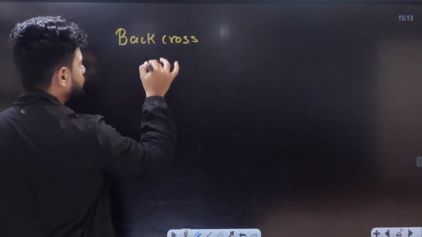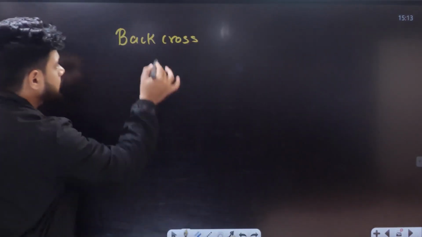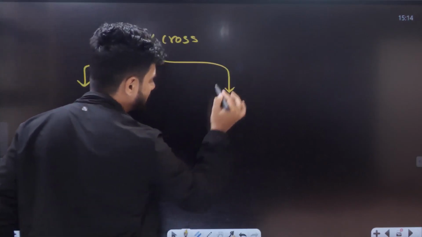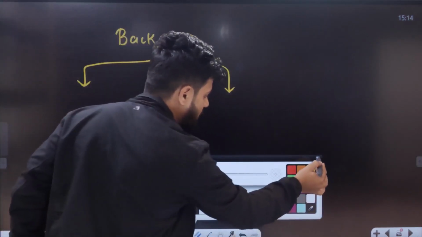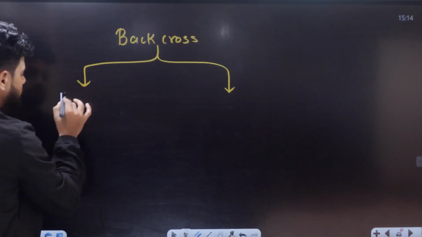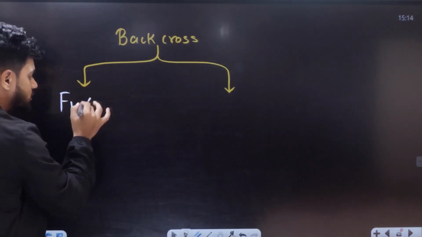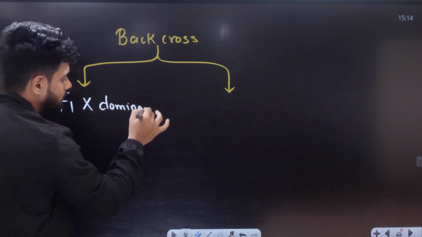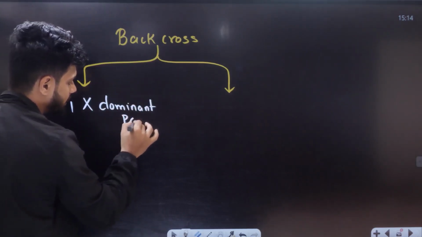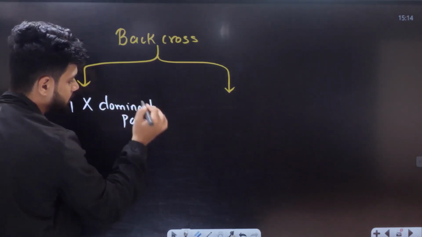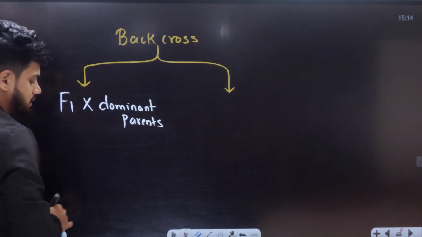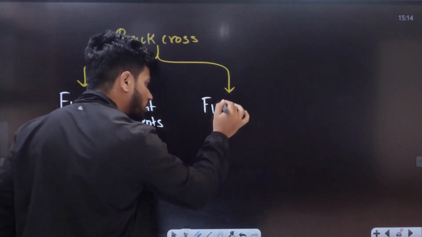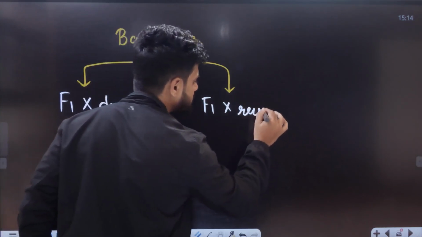There are two types of back crosses. In the first type, I take the F1 progeny and cross it with the dominant parent. The second type of back cross is when I take the F1 progeny and cross it with the recessive parent.